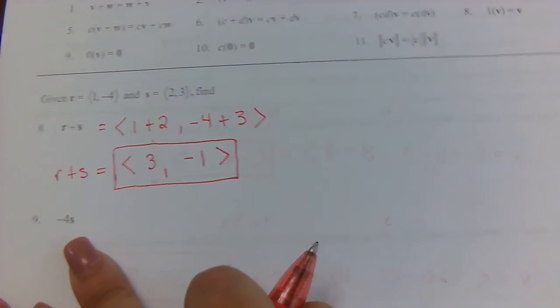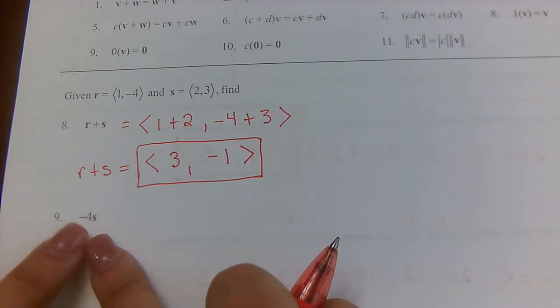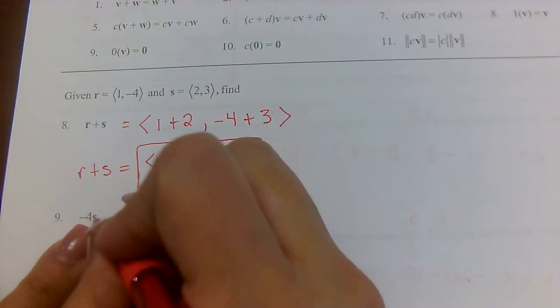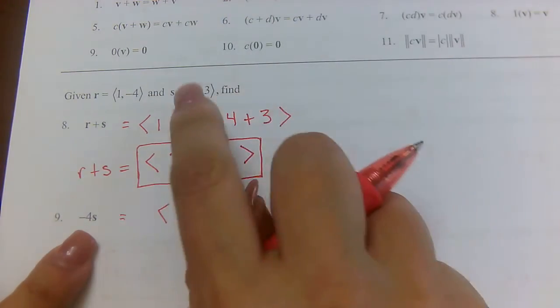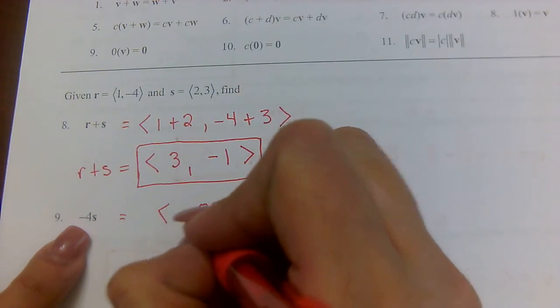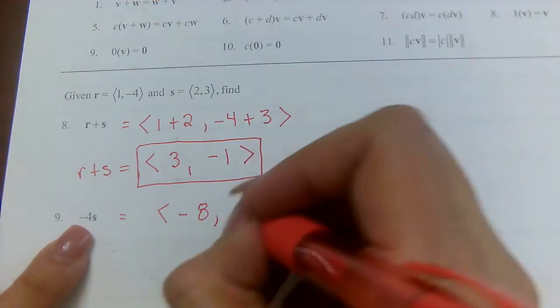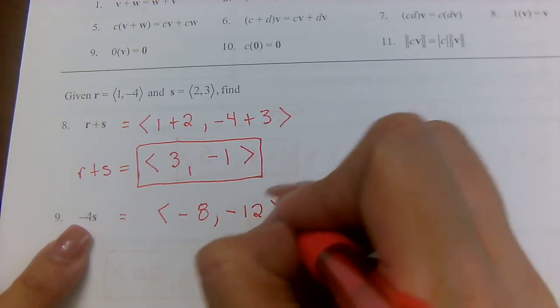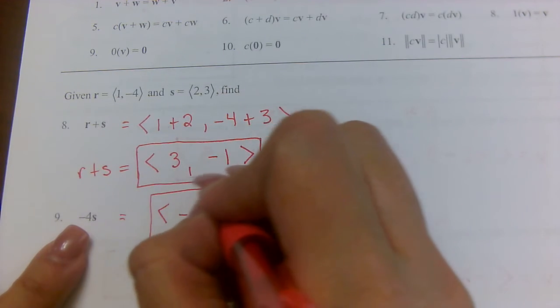Number 9, we're going to multiply our vector S by negative 4. So all I'm going to do is multiply negative 4 to each of those values. So negative 4 times 2 is negative 8. Negative 4 times 3 is negative 12. That's our answer for number 9.